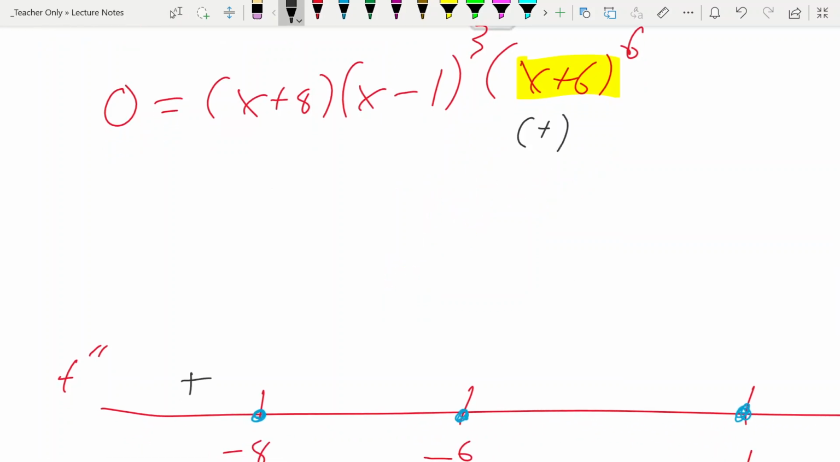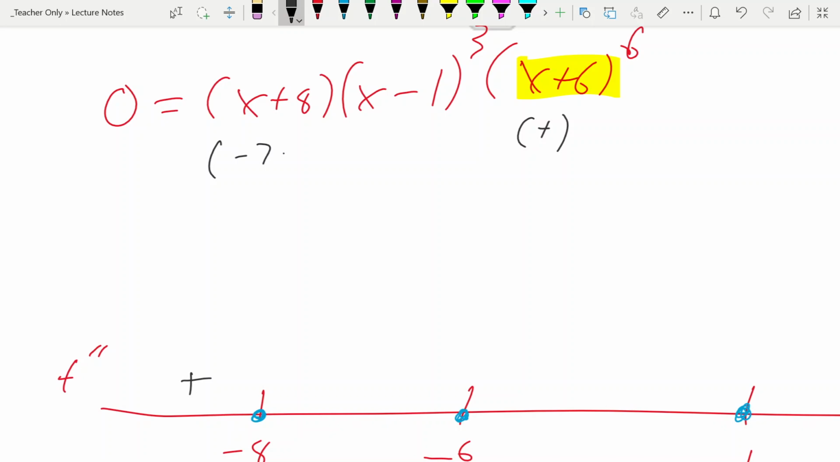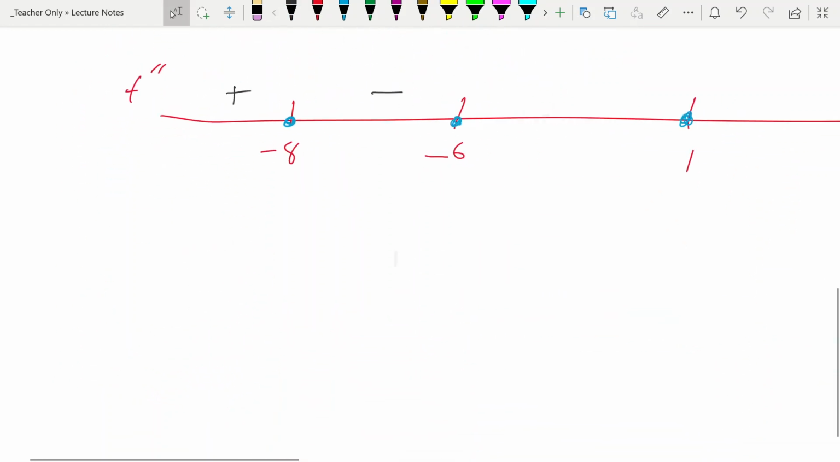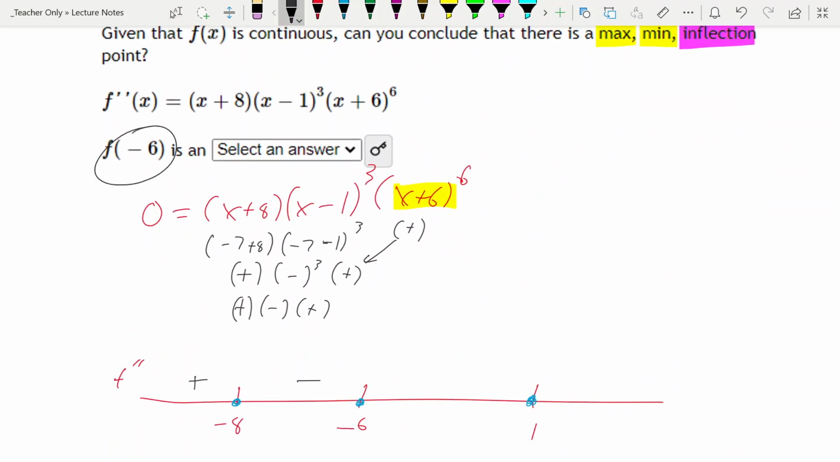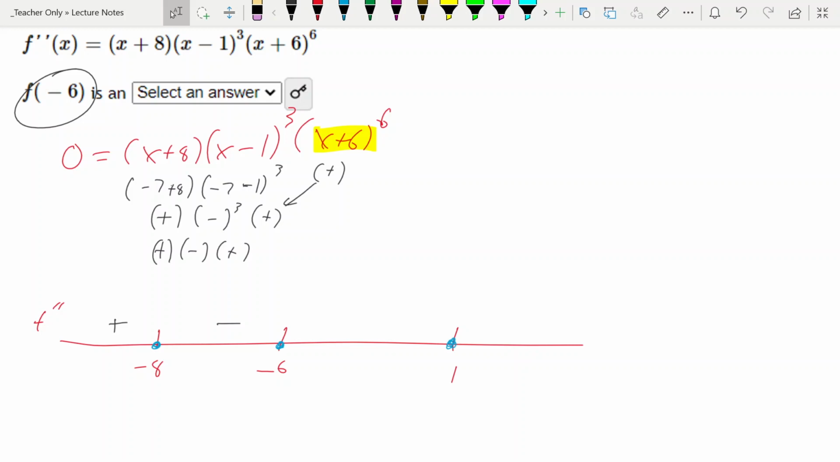This is just positive. All right, now we're going to pick something between -8 and -6, maybe -7. So here we go. -7 plus 8, -7 minus 1 cubed. -7 plus 8 became positive. -7 minus 1 is still negative cubed, and we're going to bring down our positive. So now we're looking at a positive times a negative times a positive, which would make a negative. And we continue on. Now, this particular problem was only asking us for -6. So I really just need what's happening around -6. I didn't need that to the left of -8. I just need to know what's happening to the left of -6 and to the right of -6. So we've got to keep going.